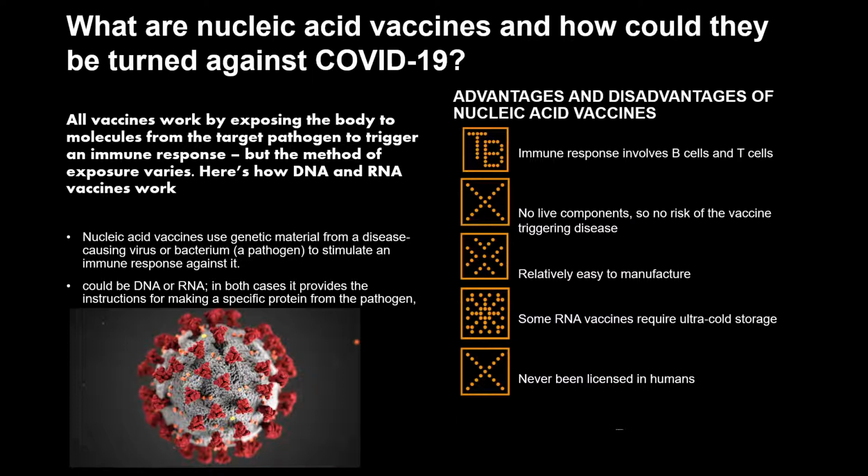In both cases, it provides the instructions for making a specific protein from the pathogen, which the immune system will recognize as foreign. When inserted into a host cell, the genetic material is read by the cell's own protein-making machinery and used to manufacture antigens, which then trigger an immune response. To trigger an immune response, many vaccines put a weakened or inactive germ into our bodies, but not mRNA vaccines.